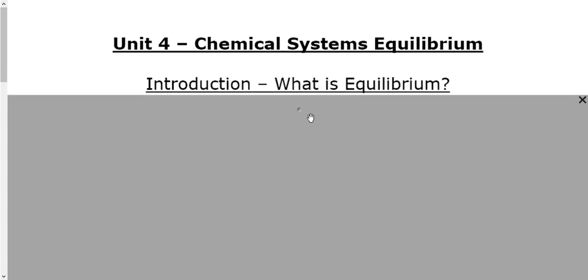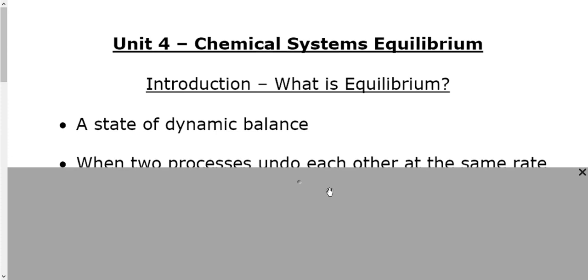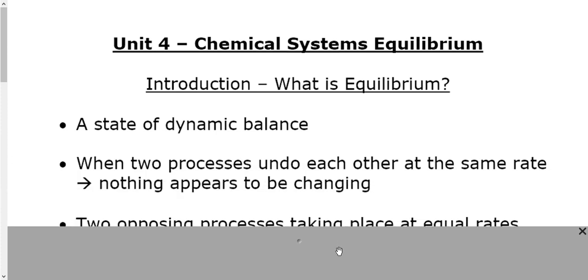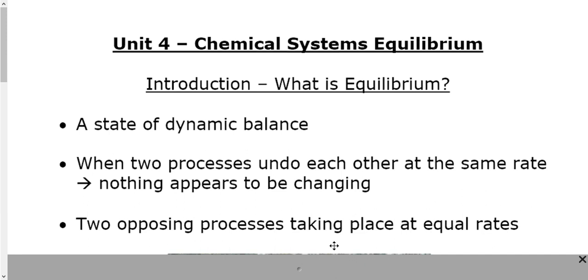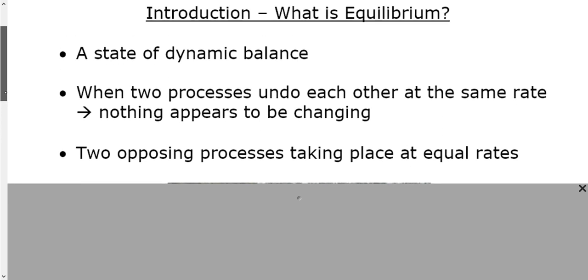Alright, so first thing we have to do in this unit is introduce what equilibrium is. There's a few different ways you can describe equilibrium. So let's take a look at what they are, and then we'll look at an example that you might be familiar with. So what is equilibrium? A simple way of thinking about it is, it's a state of dynamic balance. Dynamic means motion, so something that's in motion but also balancing out.